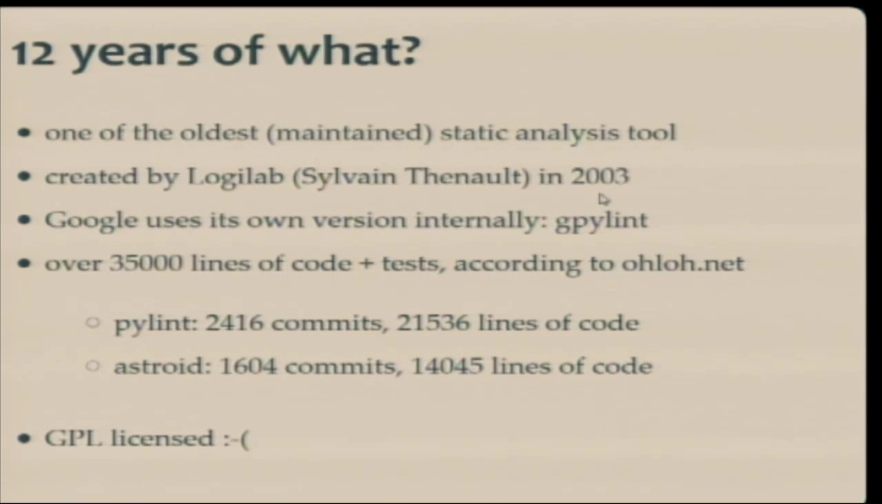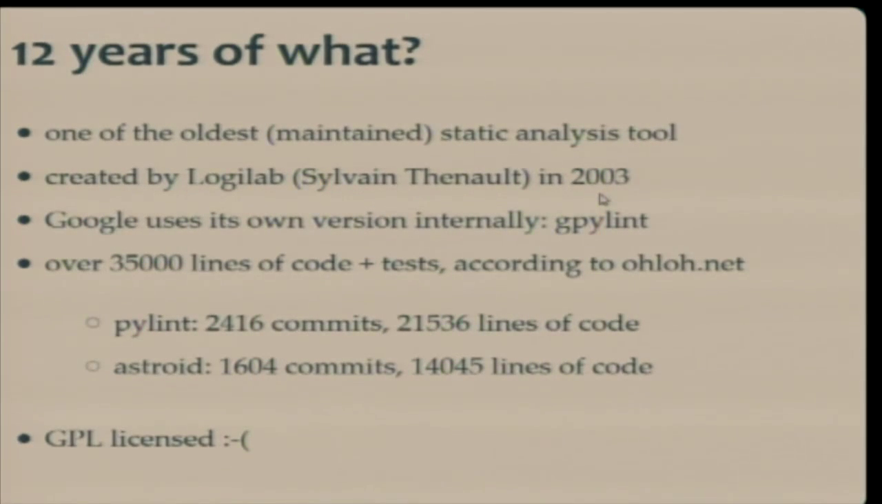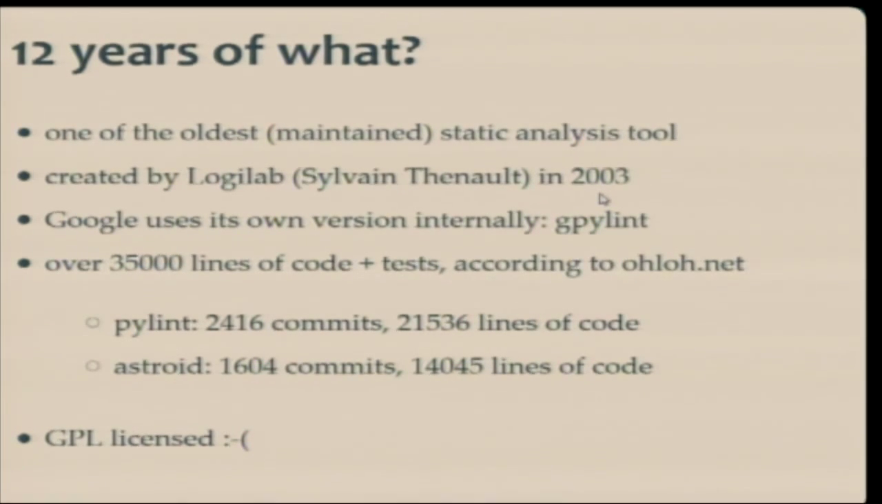And some statistics: according to Ohloh.net, we have over 30,000 lines of code, which is pretty big, but not big enough because we can't detect all the problems in your code. And unfortunately, Pylint is GPL licensed, because GPL was really cool back then in 2003. It still is?